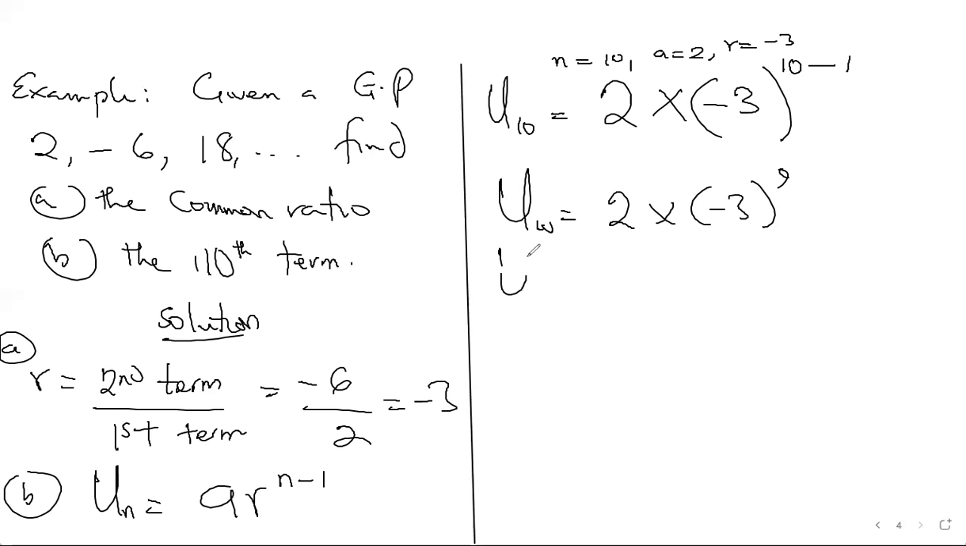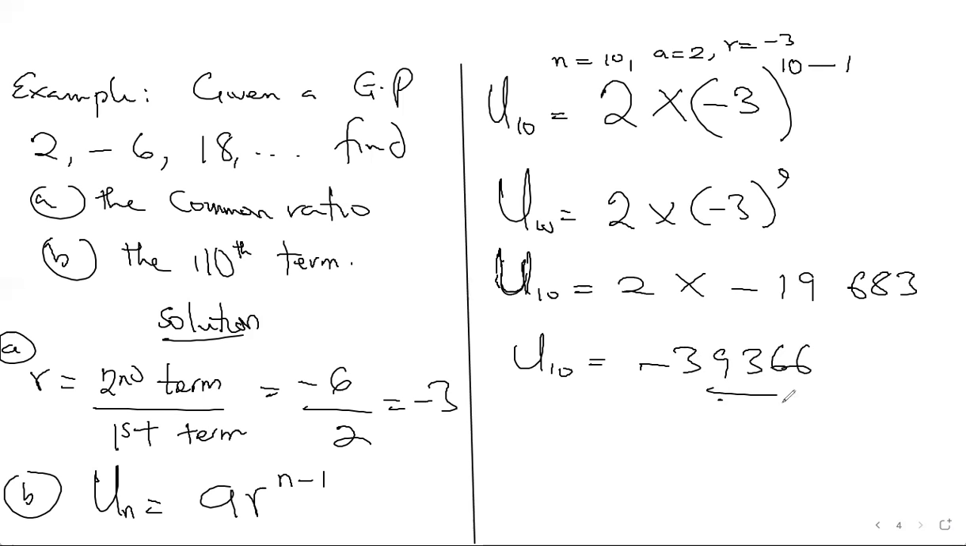So U10 will be 2 times minus 19683. So U10 should be minus 39366. Okay.